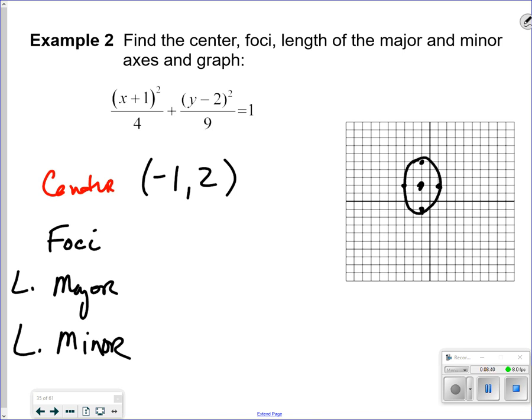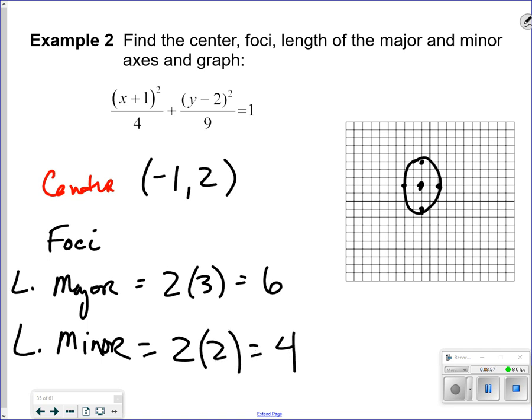With that being said, the major axis, okay, is always the largest amount. So you went up 3 and down 3, or a grand total of 6. You went left and right 2, or a grand total of 4. So the distance across on the major axis going up and down is 6, and the distance going across on the minor axis is 4.